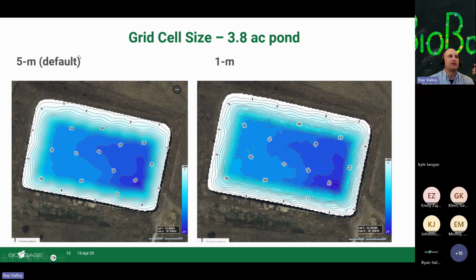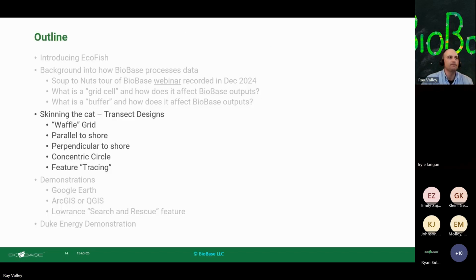Here's an example of the difference in detail between the 5 meter default grid cell versus the 1 meter. Not huge. A nice smooth result here, but maybe you get a little more detail here. Maybe that's just a little more desirable. Let's get the maximum detail there in these storm ponds. All right, so we can now get into different transect designs.